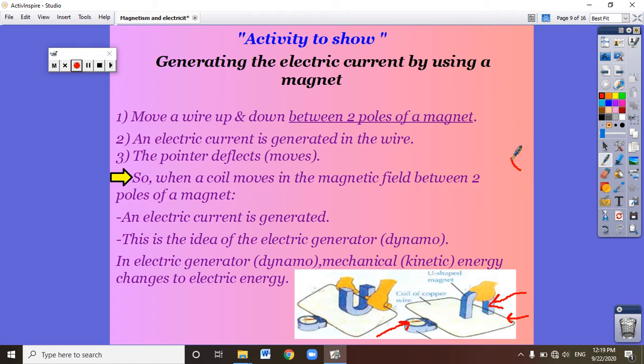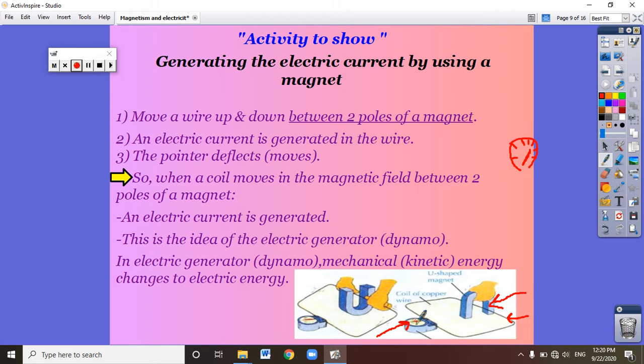So here the ammeter looks like this, and it contains a pointer and numbers. The pointer points to the number that equals the amount of the electric current. So the ammeter is a device that we use to know the intensity or the amount of the electric current. Returning back to our dynamo, this dynamo consists of a U-shaped magnet, copper wire and an ammeter.